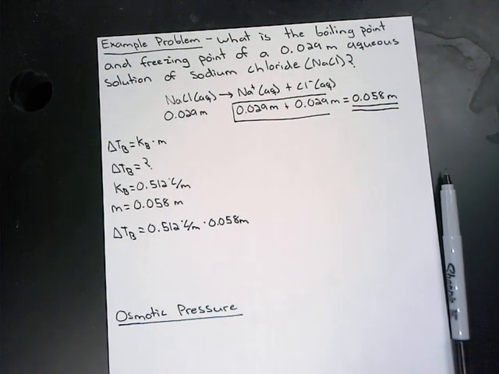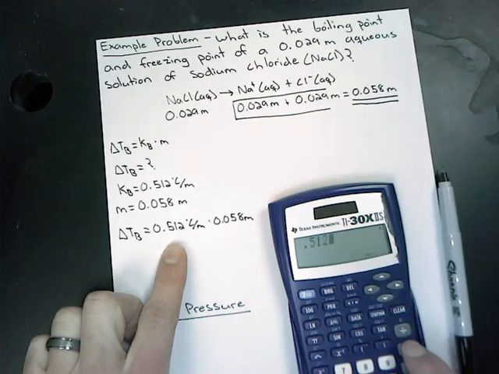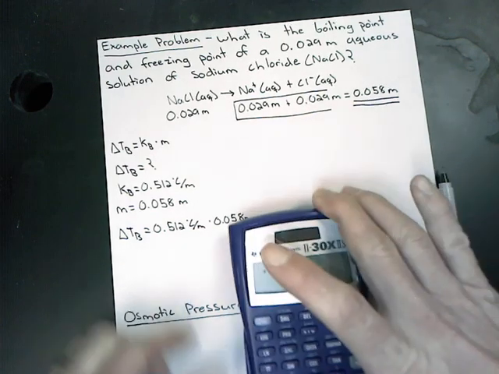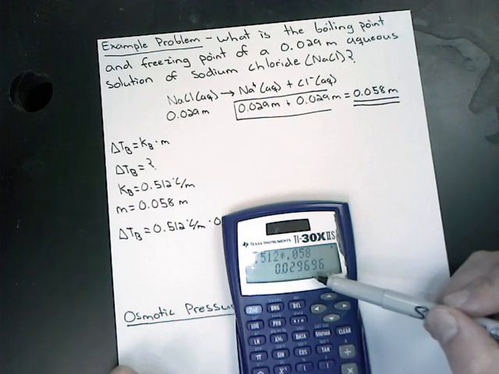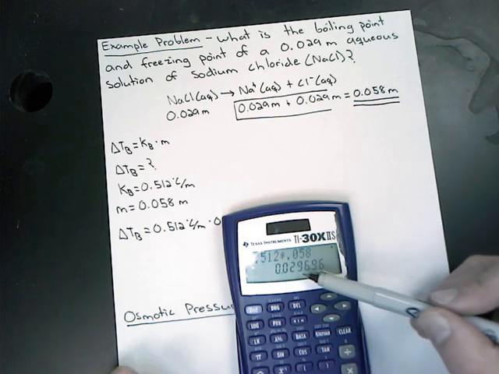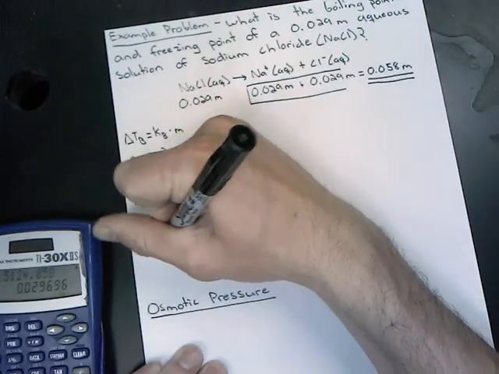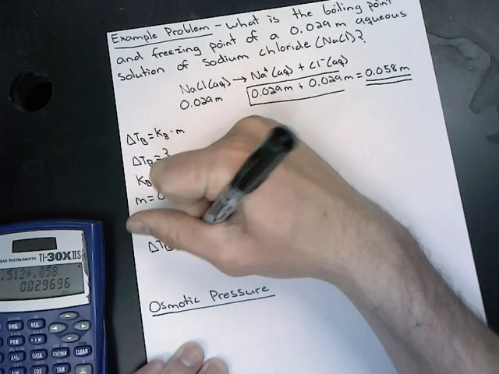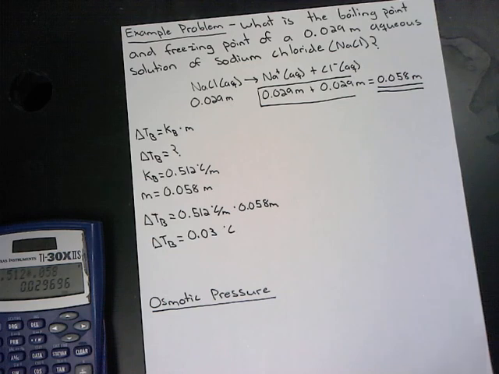Okay, so to calculate this particular problem, all we need to do is take 0.512 and multiply it by 0.058. When we obtain this, we get a change of temperature of 0.0296, and I'm going to round this to 0.030 degrees Celsius. So our change of boiling point is 0.03 degrees Celsius. Now we're not quite done.